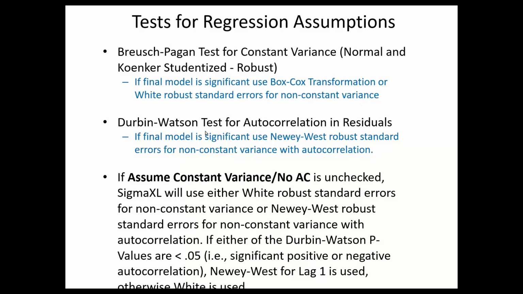Also, the same thing when you're testing for autocorrelation. If your final model has significant autocorrelation, then you can use the Newey-West robust standard errors. So basically, you just uncheck assume constant variance, no autocorrelation, and it will automatically apply the correct adjustment to the standard errors.